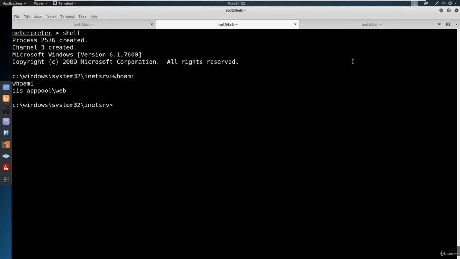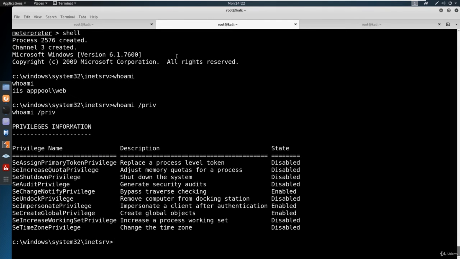And you can see on this machine, we're IIS app pool. So this means that we are not the system level user. That's okay. We can also look at our privileges. Say whoami /priv. And this will provide some information, and all of this might not make any sense right now.